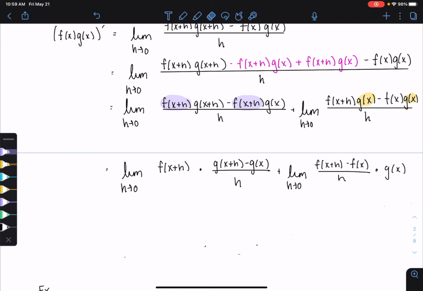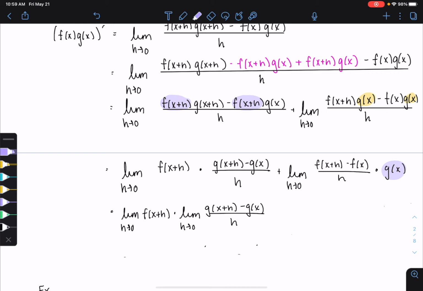So my limit laws tell me I can take the limit of each individually. And then over here, g of x has nothing to do with this limit itself. So we'll go ahead and just pop that outside of the limit. Okay.